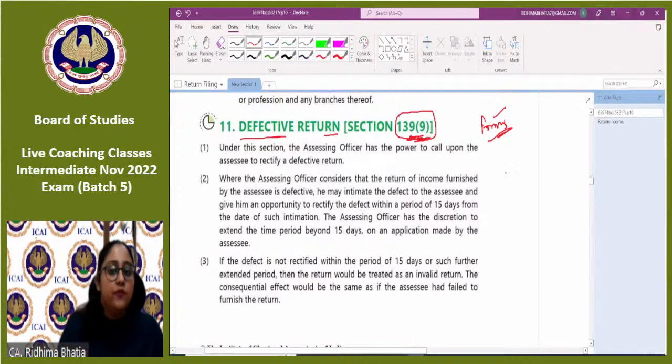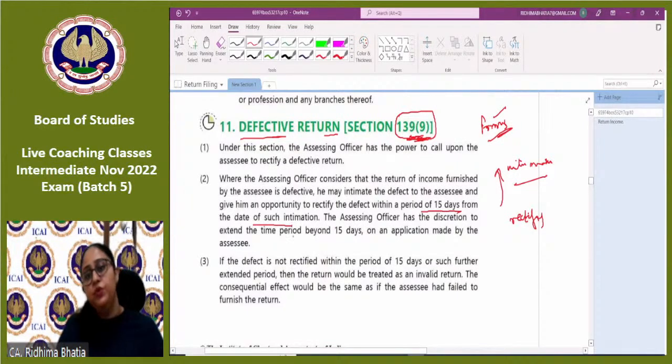So if there is a defect in your return, the government gives you a notice. Gives you a notice as an intimation. It will come to your email also. It will appear in your dashboard also that so and so defect is there in return. Kindly rectify it. What does rectify mean? Correct it. And this has to be rectified within 15 days from such intimation.